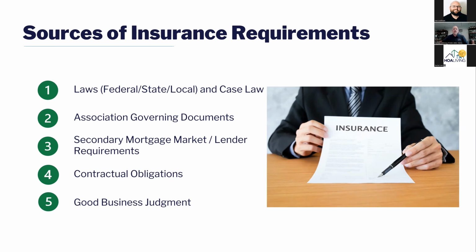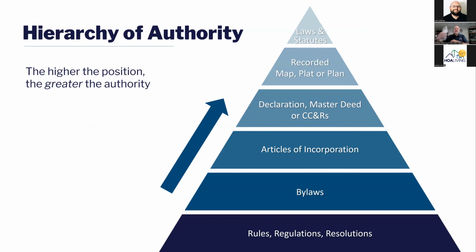Contractual obligations, right? So if you have a contract with a business partner, with a facility, they're going to have requirements. And then just simply the good business judgment rule. We have seminars on business judgment rule and board responsibilities. It says, okay, we need to have insurance as one of our risk management exposure techniques. So remember our hierarchy of authority: the higher the position, the greater the authority. And so laws and statutes are right up there at the top.